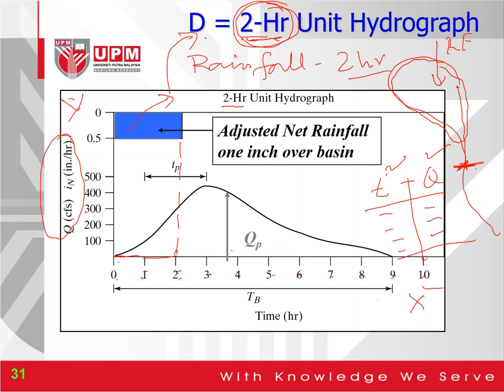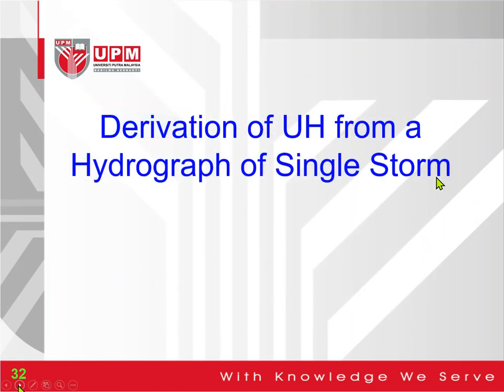If it is not a unit hydrograph, it is just a simple hydrograph, meaning T and Q only. Then the unit will not be shown here. This one is after the derivation of the unit hydrograph. I will show the example now, but before this, I will explain the theory of how to derive the unit hydrograph.